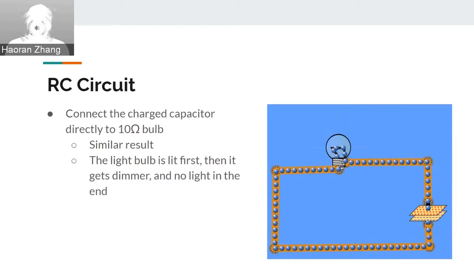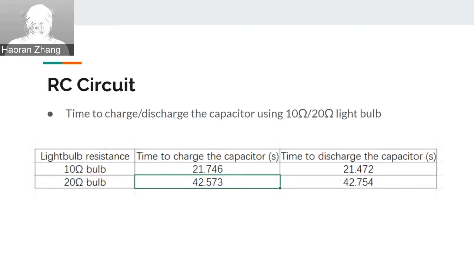Next, we remove the battery from the circuit, and we connect the capacitor directly to the bulb, as shown in the diagram. We observe a similar result where the light bulb is bright at first, then it gets dimmer until there's no light. We also measure the time it takes to charge the capacitor and discharge the capacitor, both with a 9 volt battery, one with a 10 ohm bulb and the other with a 20 ohm bulb. The results are shown in the table. We can see that the time with a 20 ohm bulb, both charging and discharging, is about twice the time with a 10 ohm bulb.